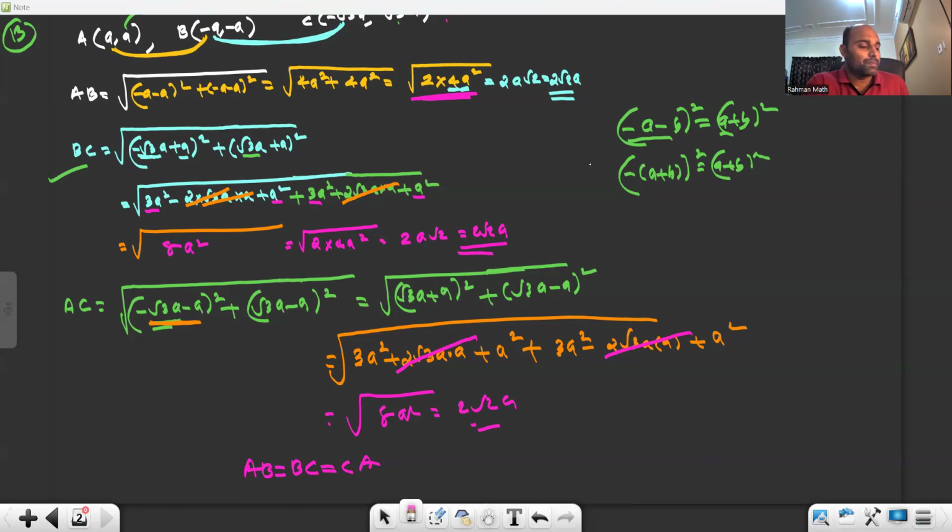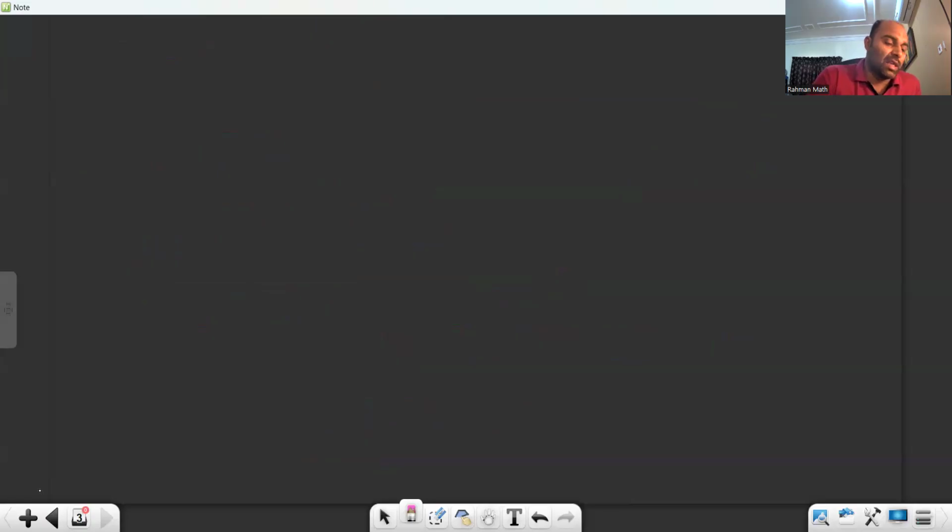Next one, question number 11. Read it. The length AB they're asking. There is A cos theta, comma 0, B 0, comma A sin theta. They're asking the distance. AB is what? That's the question.